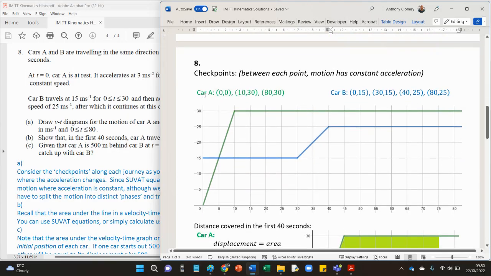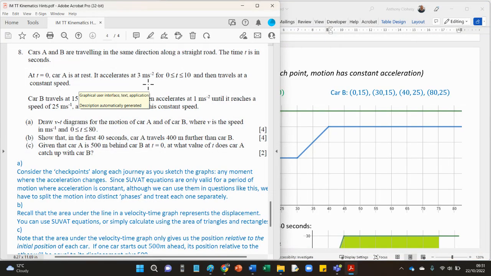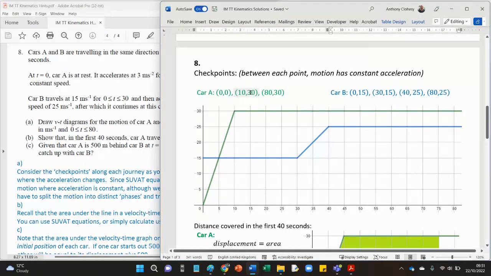Car A starts out at 0, 0, because it starts from rest. It accelerates at 3 meters per second squared between 0 and 10, which means it has 10 seconds of 3 meters per second squared acceleration, meaning its speed is going to increase by 30 meters per second, and that takes it to a speed of 30 meters per second because it started from 0. So I've got the point 10, 30. I can calculate directly from that.